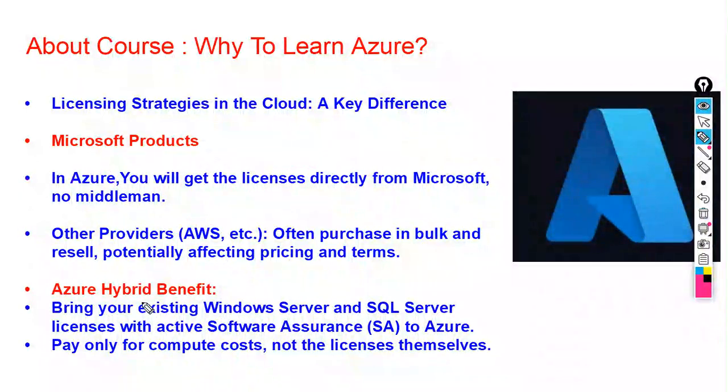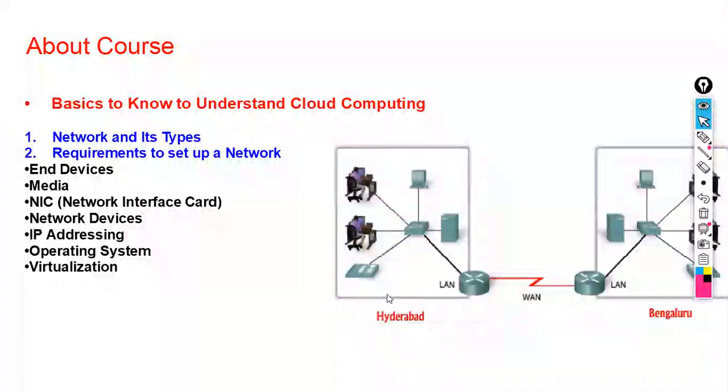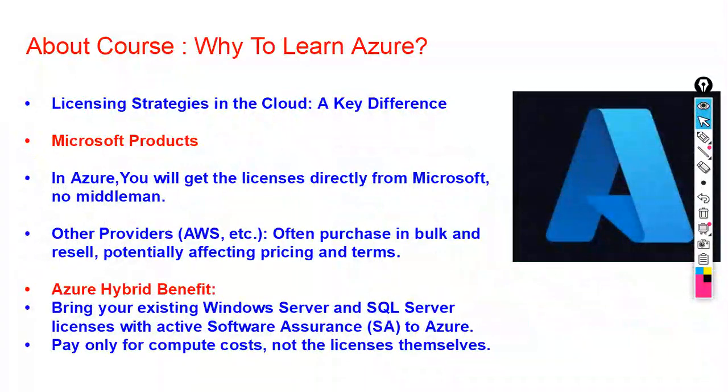And you will get the hybrid benefit. We have discussed the Azure hybrid benefit. What is that? Let us say you already have Microsoft licenses and you are using them in your on-premises data center. Now you want to migrate your computers or applications to the Azure cloud. You can use the existing licenses and you don't need to purchase additional licenses for Azure. So you can use the existing licenses of your Microsoft products in Azure. Clear, everyone? Any doubt, any confusion?